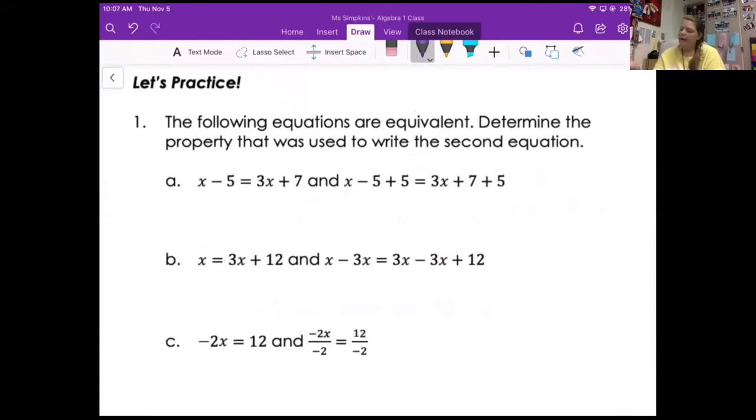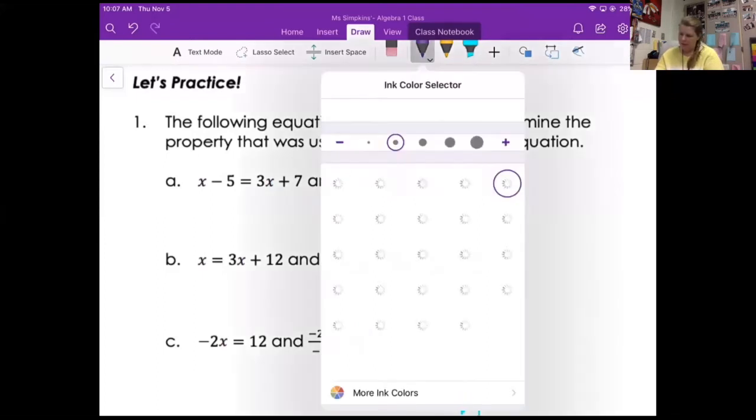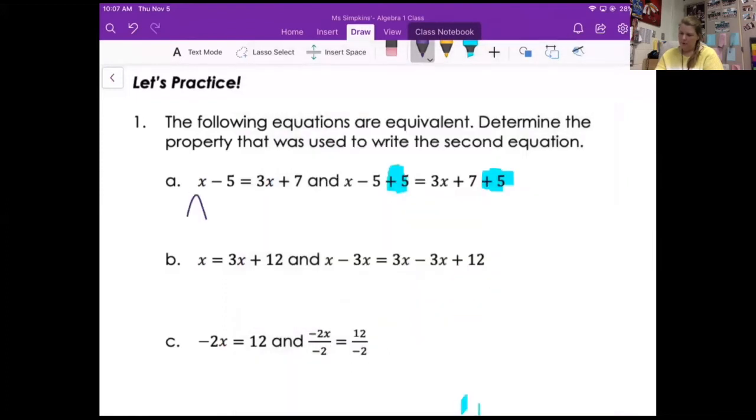So on letter A, what happened on both sides of that equal sign? Which property was used to change that first equation to the second one? Yeah, Connor. Addition. Yeah, it looks like they added 5 on both sides of that equal sign. So we're going to call that the addition property of equality.